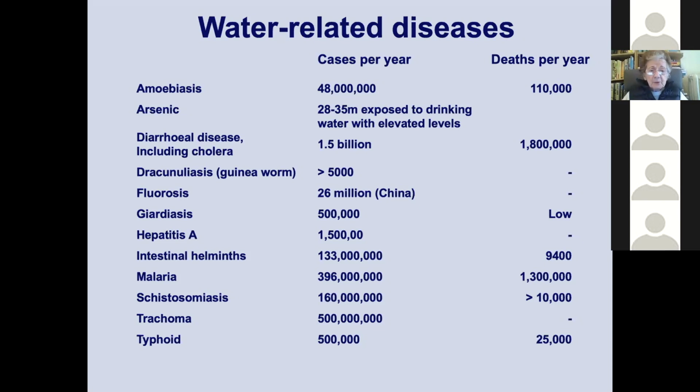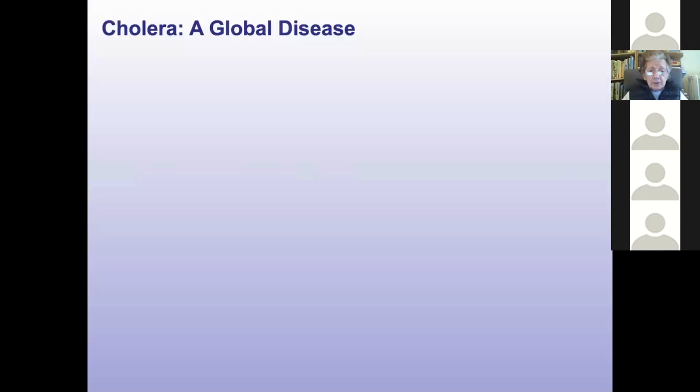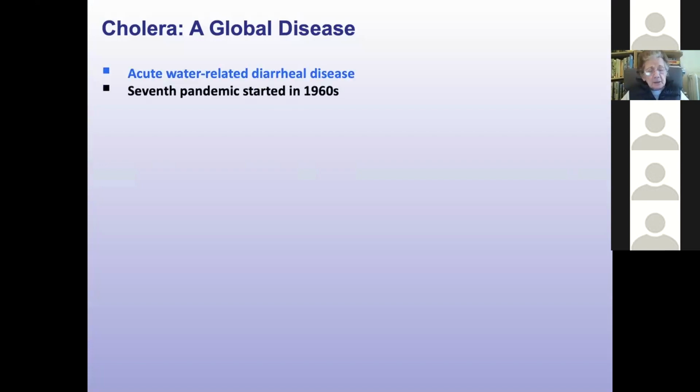We have the next slide, please. Next, yes. I'll go through these quickly. Cholera is an acute water-related diarrheal disease. Next slide. It is occurring in pandemics, and the 7th pandemic that's been recorded began in the 1960s and continues today. Next slide.